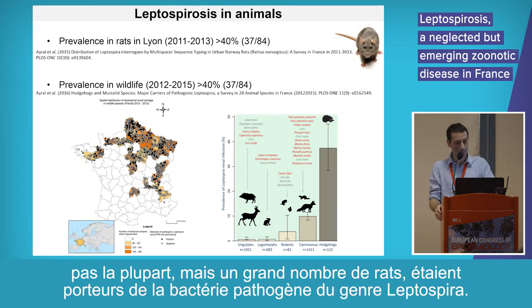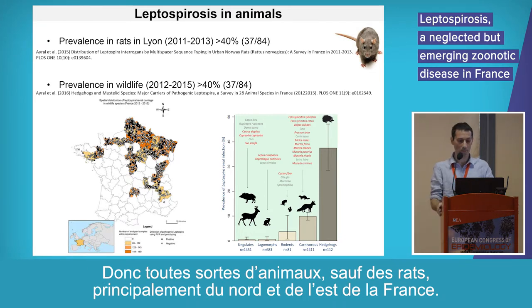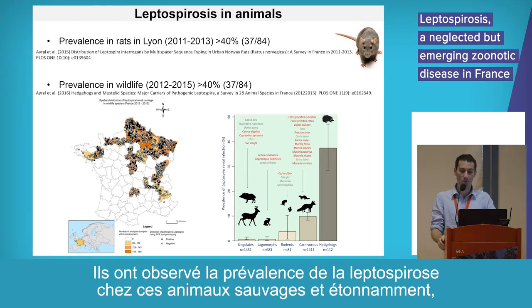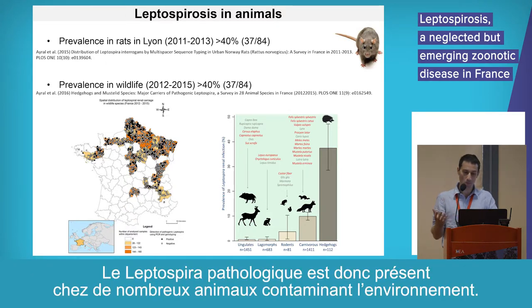The same group, more recently, also did a study where they screened more than 1,000 samples from wild animals, all animals except rodents, except rats, mostly in the north and east of France. And they observed the prevalence of leptospirosis in these wild animals. Unexpectedly, as you can see here, they observed that hedgehogs are an important reservoir for leptospirosis. So the pathogenic Leptospira is present in many, many animals, and they are the reservoir and are going to contaminate the environment.